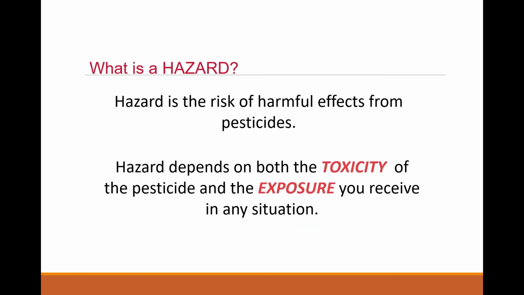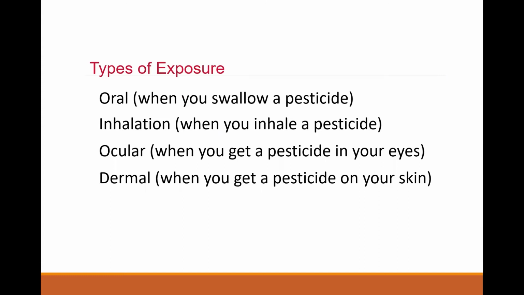So hazard is the risk of harmful effect from a pesticide. So the hazard depends on both the toxicity and the exposure you receive in any situation. And so being aware of that, we know that all pesticides run some form of risk. The types of exposure, the first one is oral, and that's when we swallow a pesticide. It's either splashed in our mouth or it gets in our mouth while we're spraying, mixing, or loading.